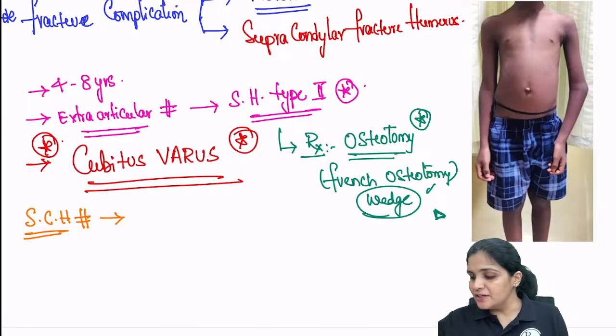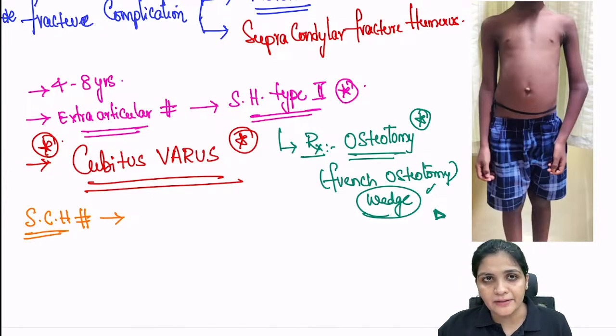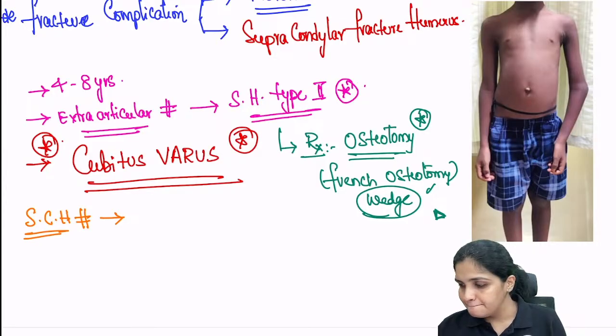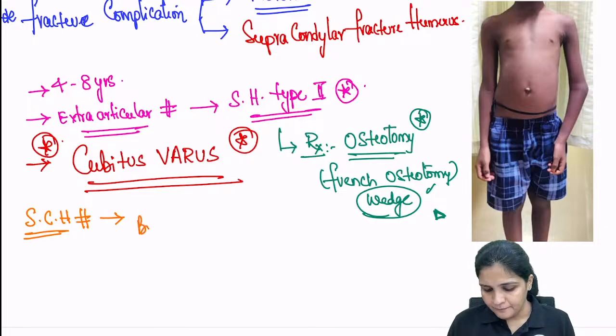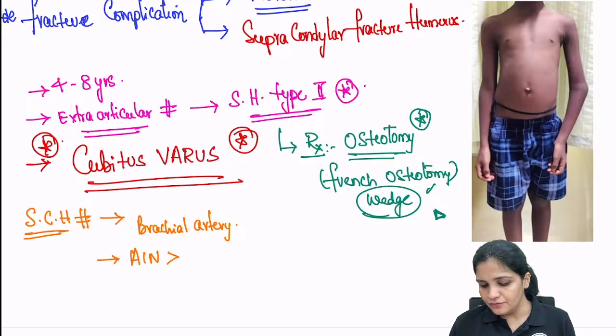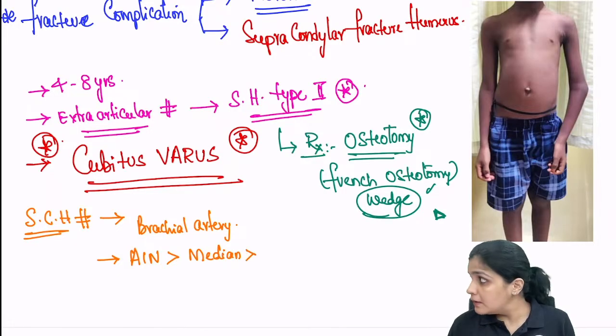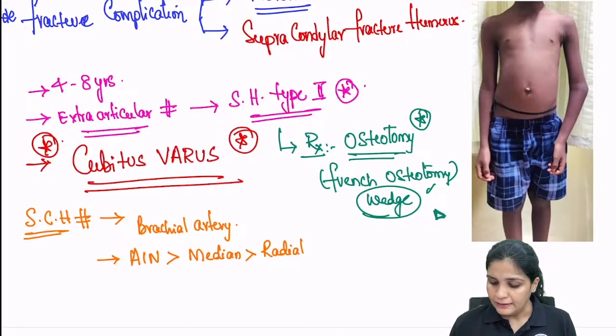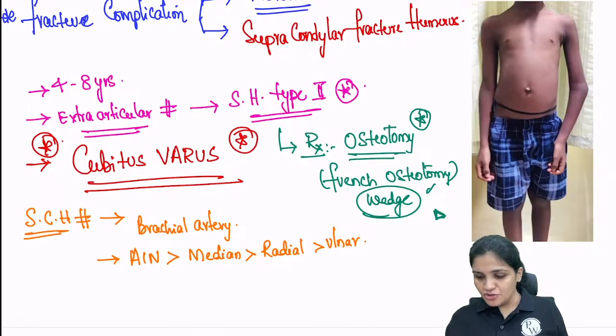So which artery is involved? Yes. Most common artery which is involved in this fracture? Yes, that is your brachial artery. And nerve? Anterior interosseous nerve, more median, then radial, then ulnar. Right? Yes, very good. Brachial artery injury, AIN.